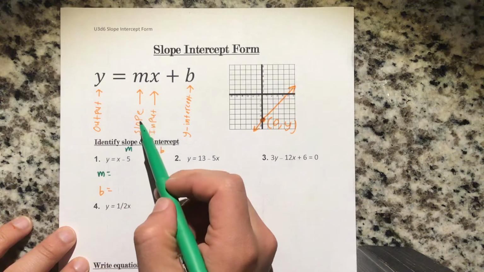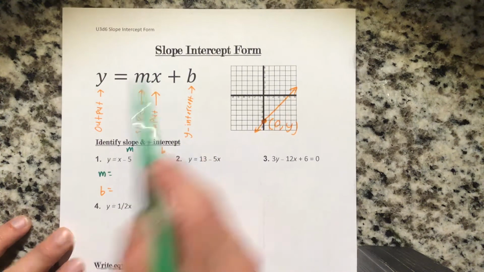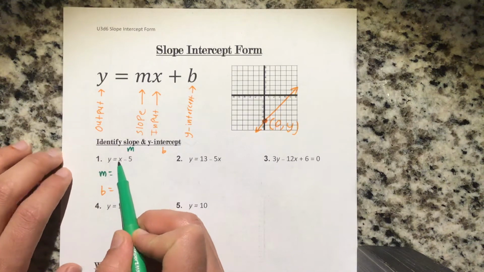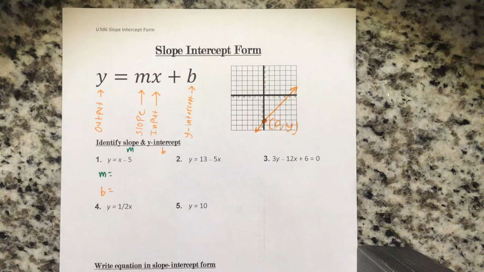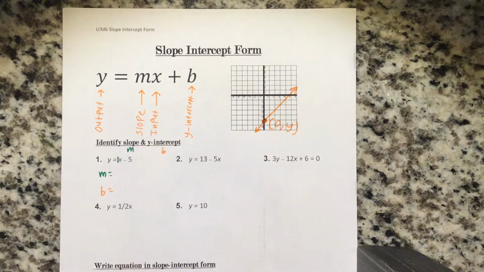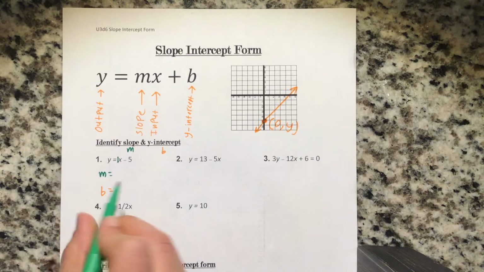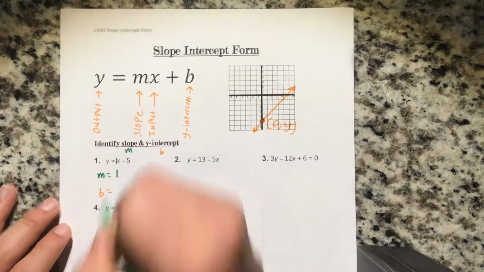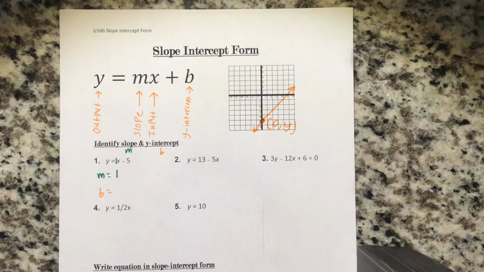If we remember, M is what's in front of the X, okay? But if I look at this, in front of the X, I don't have anything. But hopefully you remembered, we've said this enough times: if you have an X by itself, there is an imaginary 1 in front of it, okay? So that means my M, my slope for this equation, number 1, is 1. The slope is 1, okay?